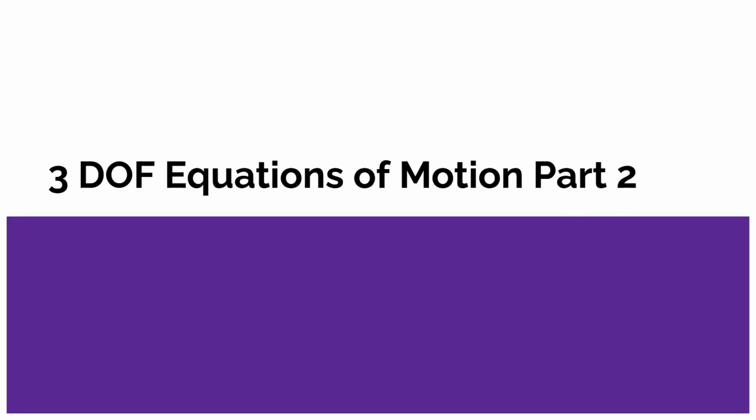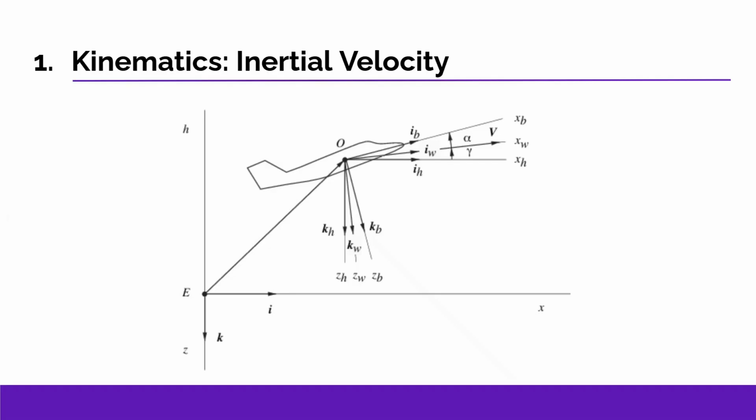So today we're going to be covering the second part leading to the 3 degrees of freedom EOMs, and there are two things I want to talk about today, and that is the inertial velocity and the sum of the forces that will later make up the equations of motion. So the idea here is we want to be able to track the motion of the aircraft in the vertical plane, and that is going to be defined by the velocity vector.